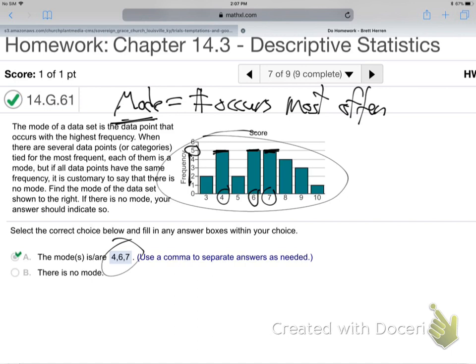When you have tied for the most, you just list them all. So 4, 6, and 7 would all be the modes. They're the ones that occur the most in that data set. That's all you do. Nothing else on that problem. A lot of words for all that, huh? Is that good? Mode's cake. Just the one that occurs the most, or the more than 1, 2, or 3 that occur the most.